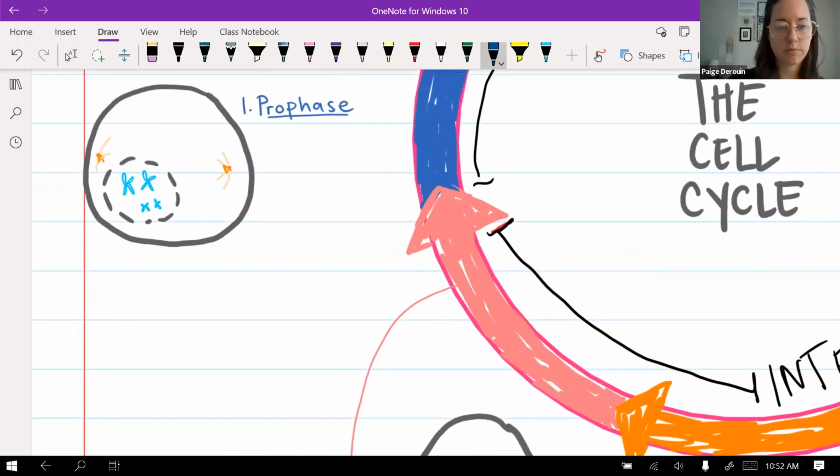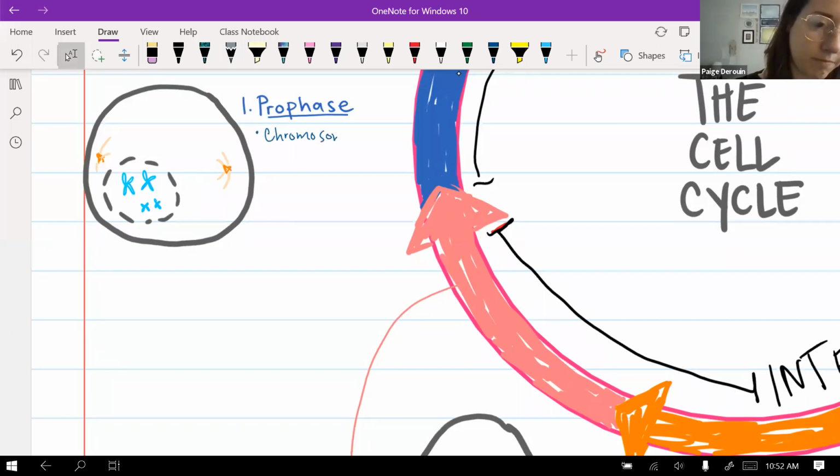So we're going to start with prophase. Prophase is the first step. You can remember this like prologue comes before, it's the first step. So usually pro means before. That's what it means here too, because it's first. In prophase, a few things happen. The first one is that chromosomes form and become visible. So this is the first time that you would be able to actually see the chromosomes under the microscope.